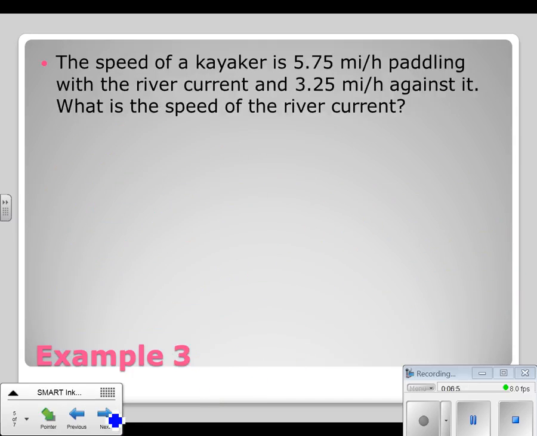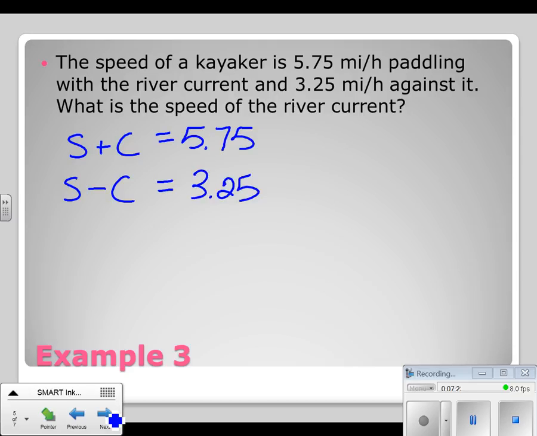In our third word problem here, it says the speed of a kayaker is 5.75 miles per hour paddling with the current and 3.25 miles per hour going against it. What's the speed of the river current? So we've got speed plus the current. You're going to go quicker with the current. That's where you get the 5.75. But then when you're going against it, it's more difficult. You're going to be going slower at 3.25. So with it, you add the current. Against it, you subtract the current, and there's our system.